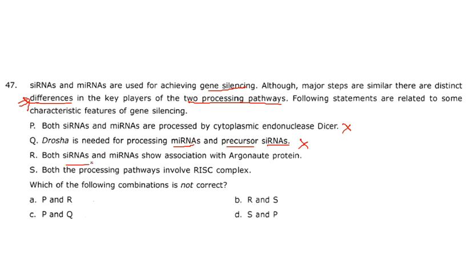Next is both siRNA and miRNA show association with Argonaute protein. This is the one which plays a role in cleavage, so this is required for both. Next is both the processing pathways involve the RISC complex. So this is also correct. RISC complex is involved in both cases. Argonaute protein is involved in both cases, but P and Q are wrong because Drosha is not required for both and processing is different in both cases.